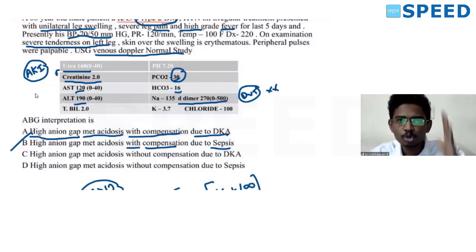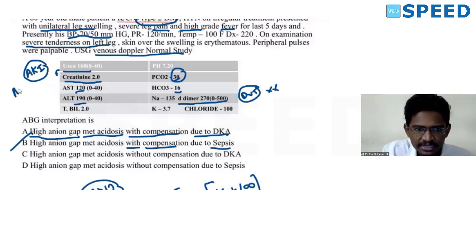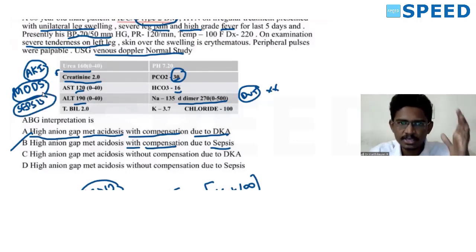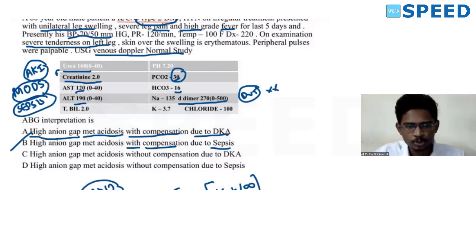Sepsis affecting one or more target organs like kidney, liver, heart, causing hypotension. This we call multi-organ dysfunction syndrome, MODS. In short, we will tell multi-organ dysfunction syndrome, sepsis, septic shock. Septic foci has spread to the kidney and gone to the liver and also to the heart, causing hypotension, myocarditis. All those things are happening. The right answer is high anion gap metabolic acidosis with compensation due to sepsis.